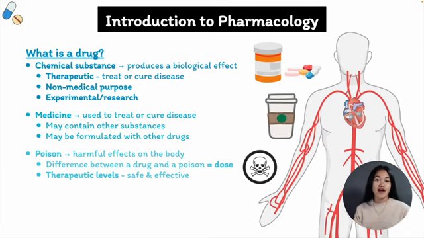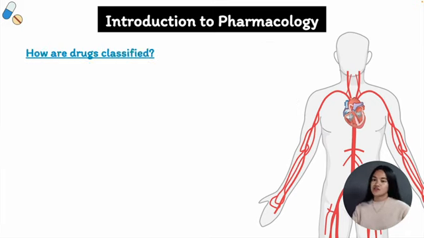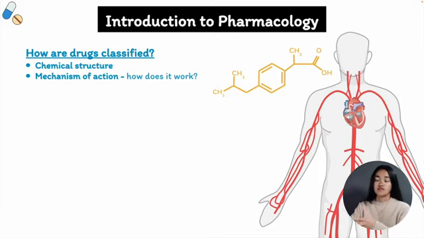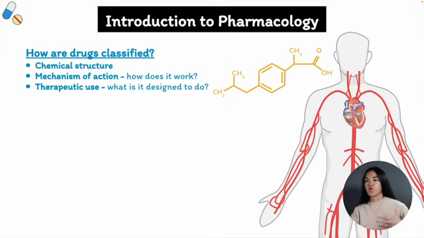The question now is, how are drugs classified? Drugs can be classified in different ways based on their chemical structure, mechanism of action, which is how the drug achieves its biological effects. Okay, so how the drug does what it does. For example, going back to lowering blood pressure, how does it lower blood pressure? Another way is based on therapeutic use. So what is the drug designed to do? For example, drugs can be classified as depressants, analgesics, or antibiotics based on their effects on the body.